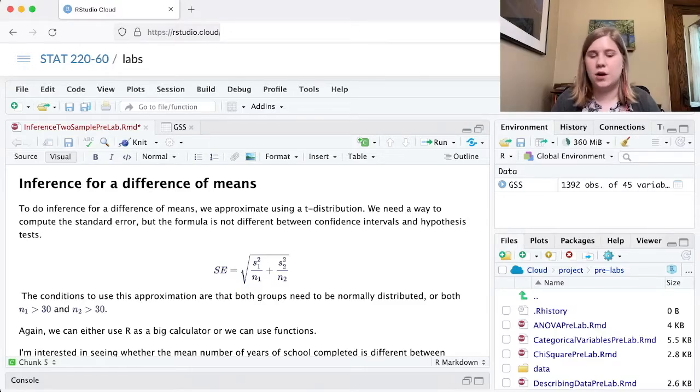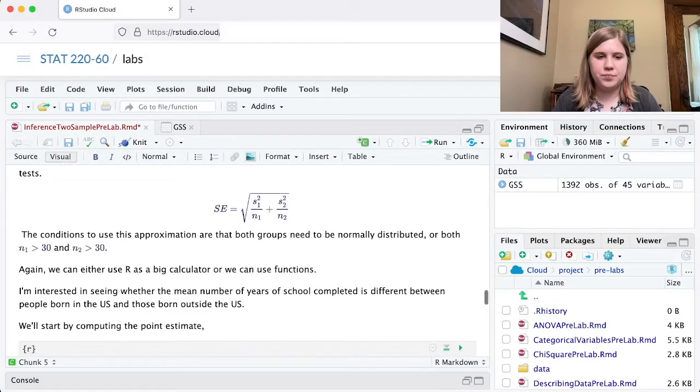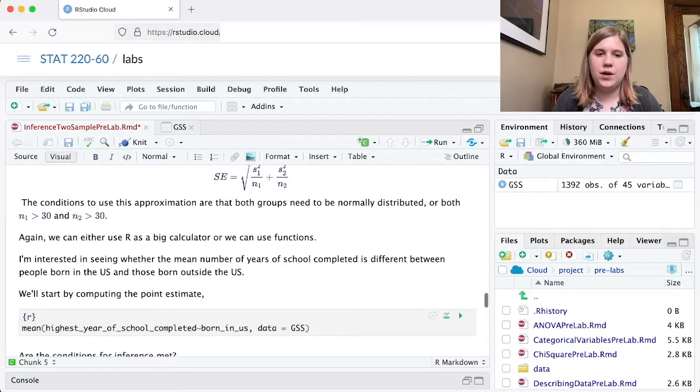And again, we could use R as a big calculator, or we could use functions. I'm going to focus on the functions part of it. So I want to know whether the mean number of years of school completed is different between people who were born in the US and people who were born outside the US.